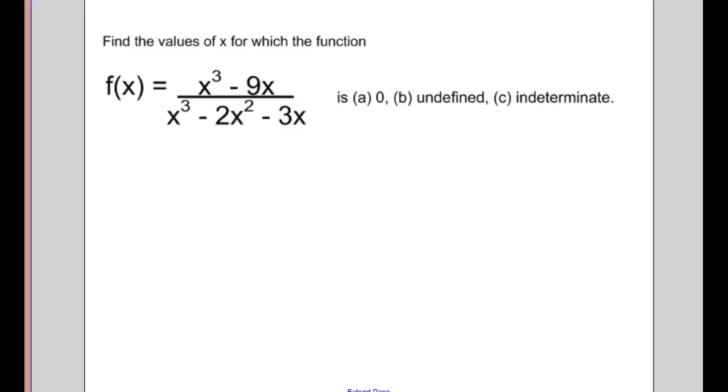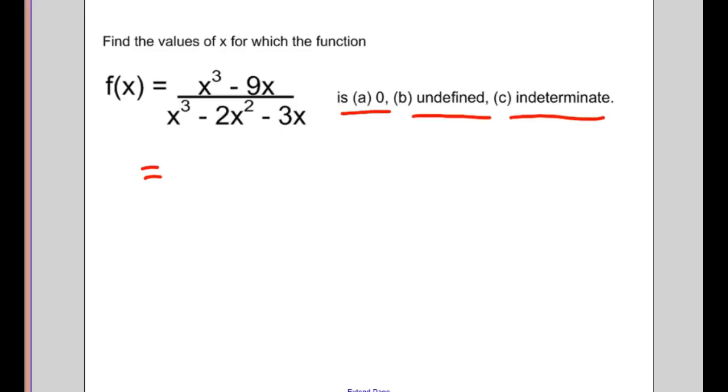So if we look at the example on our sheet, f of x equals x cubed minus 9x over x cubed minus 2x squared minus 3x. The question we're asking is, what is the 0, where is it undefined, and what is the indeterminate? So we're trying to find 3 things in this. Remember, the 0 is when your x equals 0 in the top, the undefined is what makes your x 0 in the bottom, and your indeterminate is what you can cross off. So first thing we want to do is factor this.